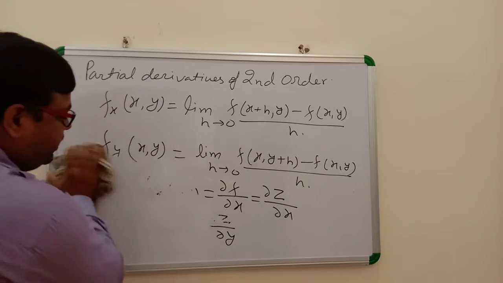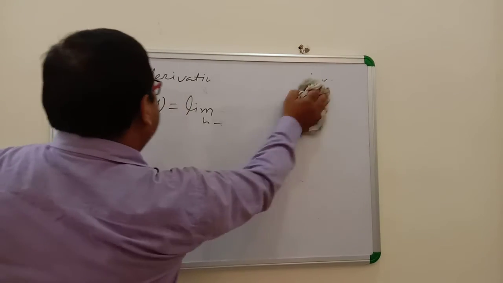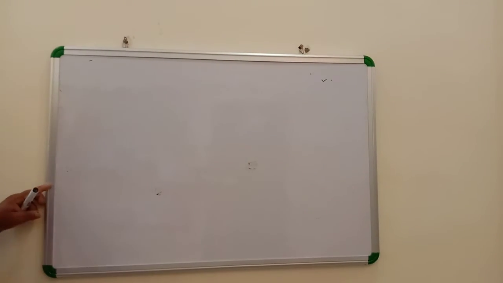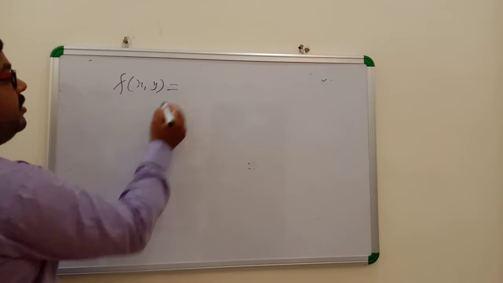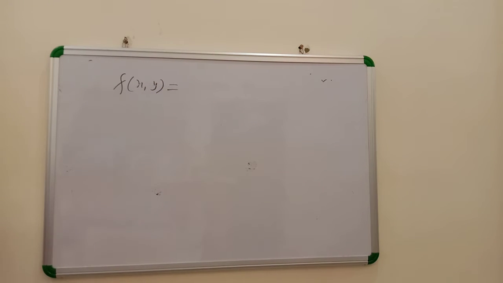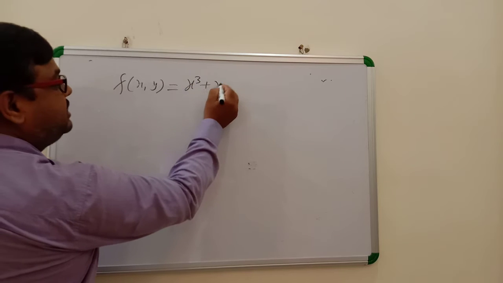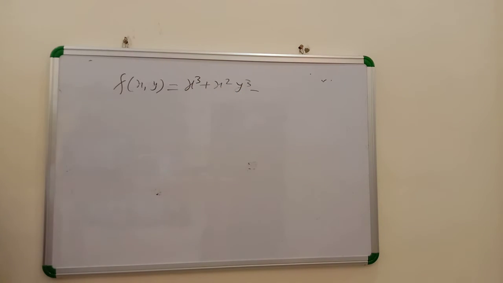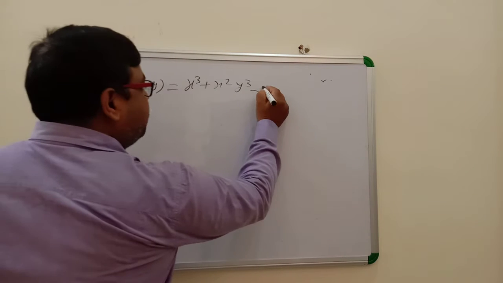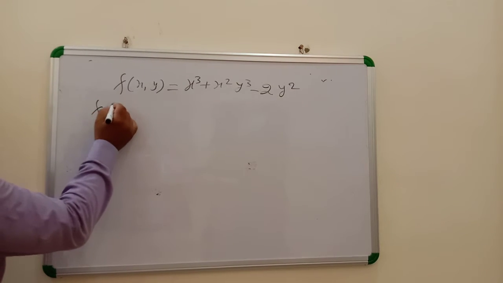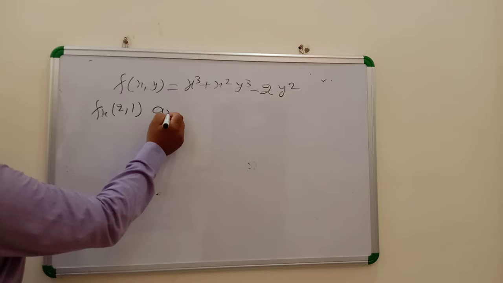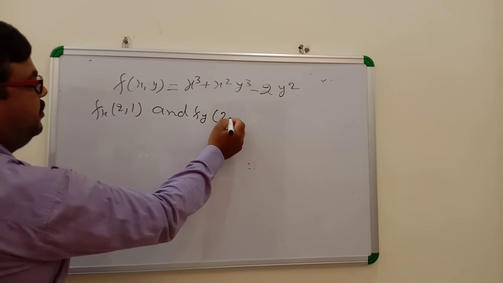For example, consider a problem: f(x,y) equal to x cube plus x square y cube minus 2y square, and find f_x(2,1) and f_y(2,1).